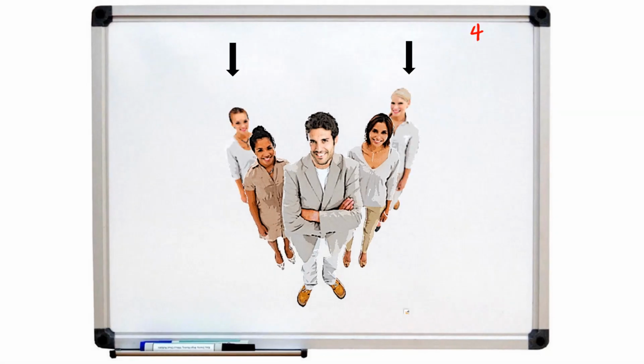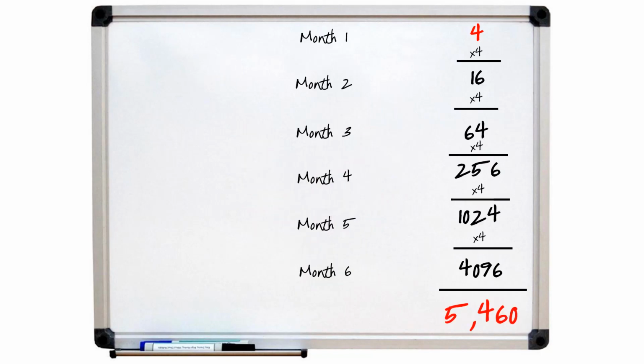Let's add 2 people. Let's say that instead of sponsoring 2 people to begin with, you sponsored 4. Now you had 126 after 6 months with 2. What do you think you'll have with 4? Do you think that might be 500? Not at all. It's actually 5,460 people if you start with 4 and everyone just sponsors 4.